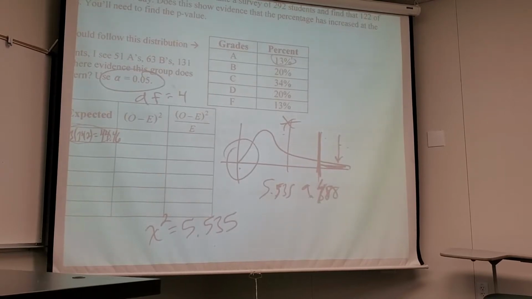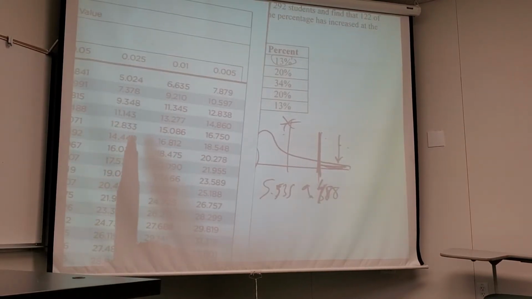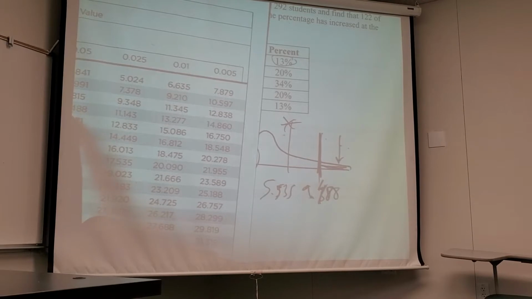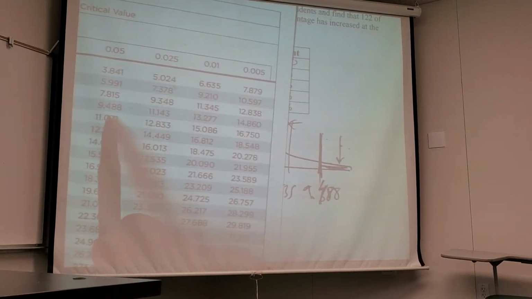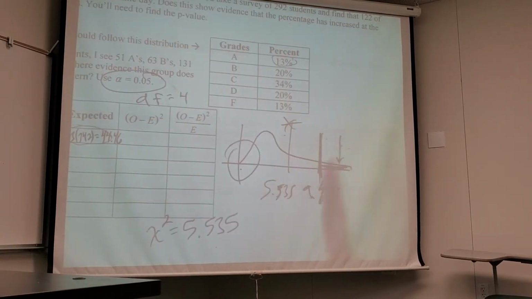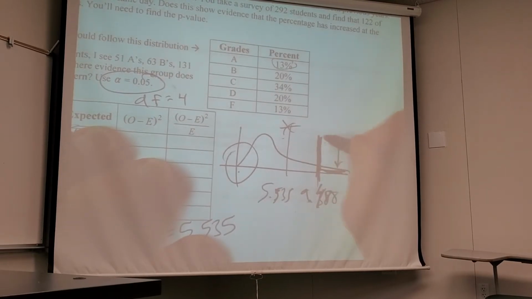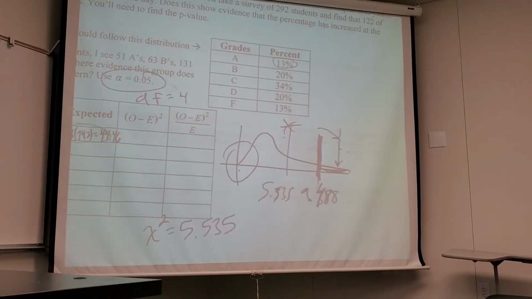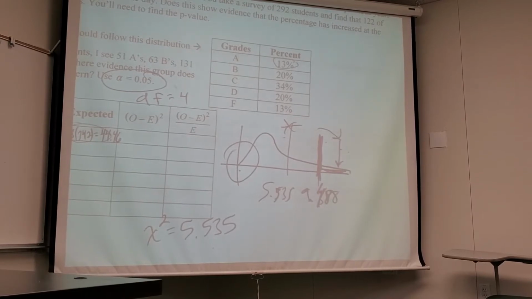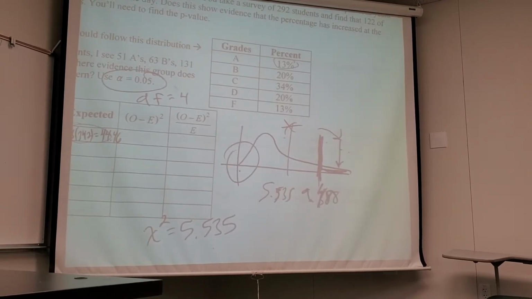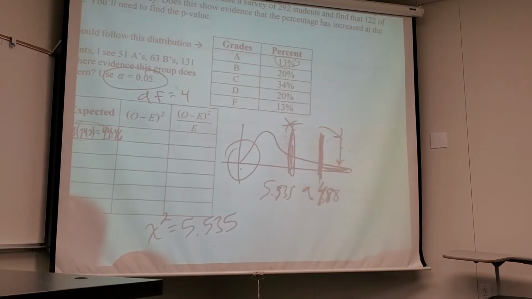All right, so that's how we got there. 9488. So that's where evidence begins. If I get past that, that's so different from 0 that there must be a difference, or there's a good chance there's a difference. But we didn't make it that far, so we haven't found evidence.